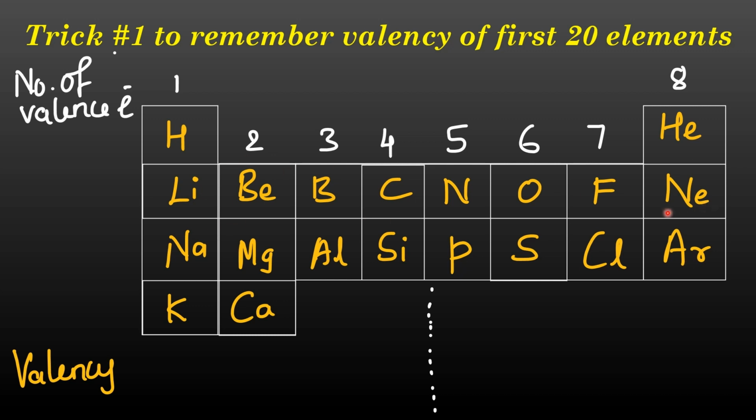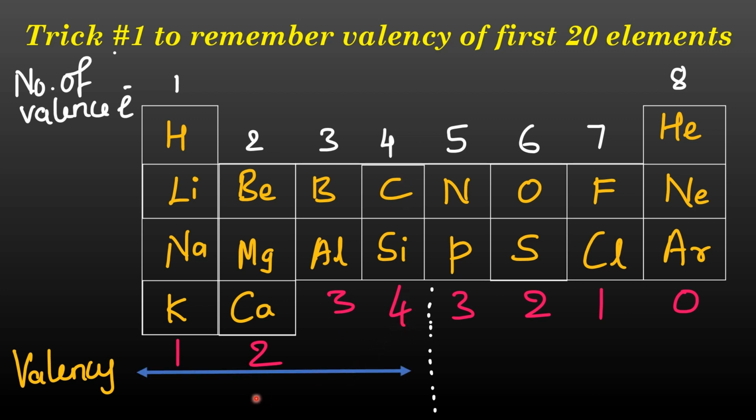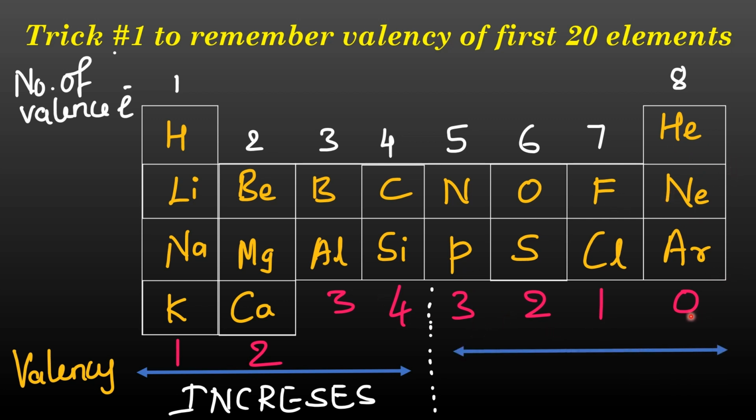You need not remember for all the elements. Just remember it for this particular group. Say here, for the first group the valency is 1, second group valency 2, third group valency 3, and fourth group valency 4. Observe here, from 1 to 4, the valency is increasing. But once it reaches 4, again from nitrogen to noble gases, phosphorus to noble gases, 5, 6, 7, 8, it is decreasing: 3, 2, 1, 0.